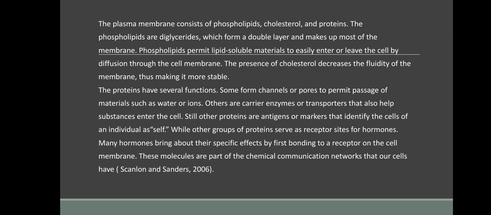So the plasma membrane consists of phospholipids, cholesterol, and proteins. The phospholipids are diglycerides, which form a double layer and make up most of the membrane. Phospholipids permit lipid-soluble materials to easily enter or leave the cell by diffusion through the cell membrane. The presence of cholesterol decreases the fluidity of the membrane, thus making it more stable. The proteins have several functions.